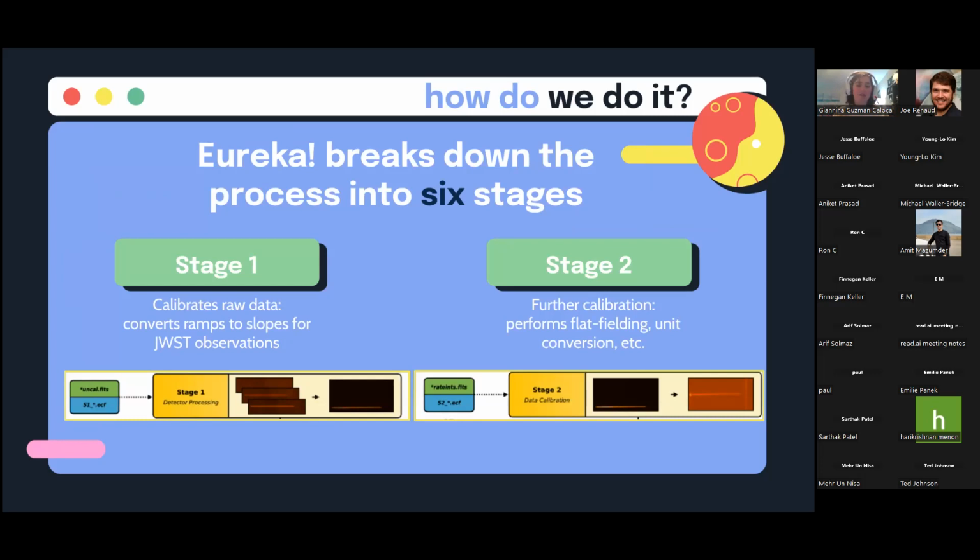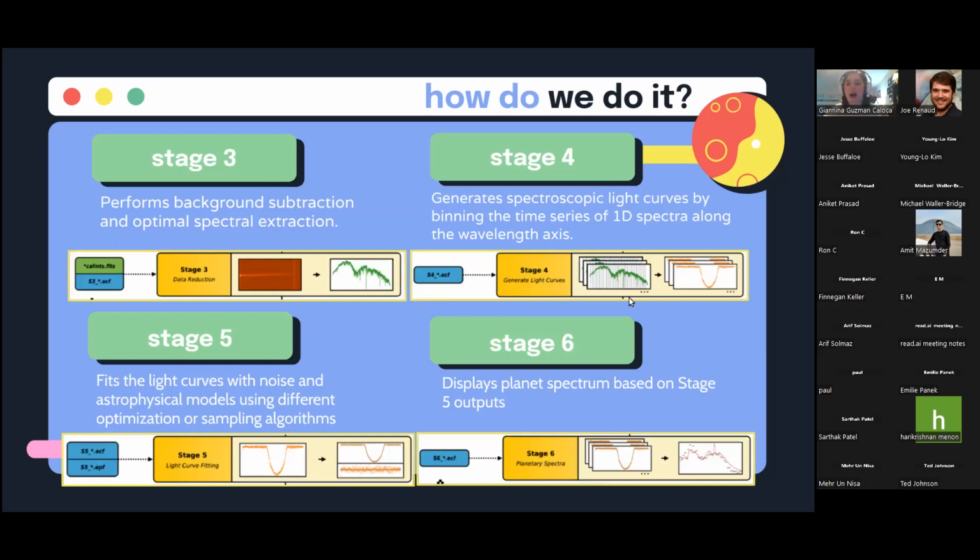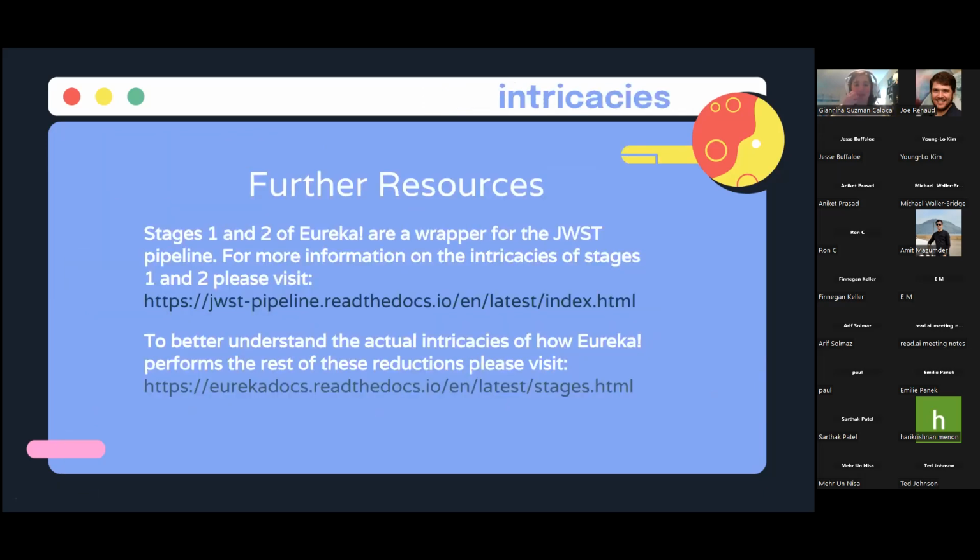pictures of the flowchart that is also available on the Eureka website. If this looks small, make sure to go look at the documentation. But basically, you can see over here, we're starting from very raw stages of the data, and moving forward through the pipeline, we end up with planetary spectra, which we then use to analyze and characterize exoplanet atmospheres. A couple of intricacies.